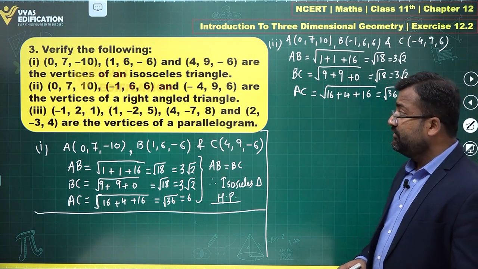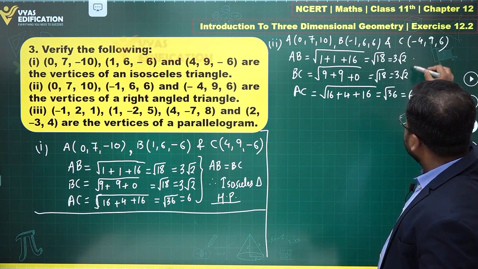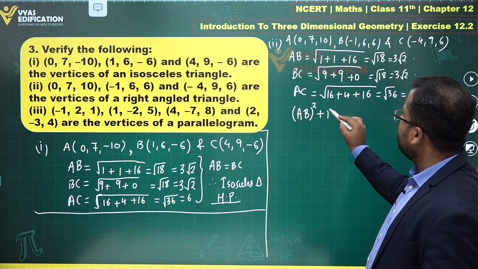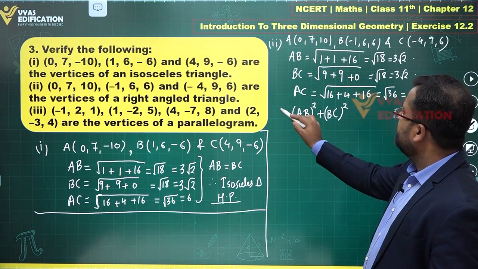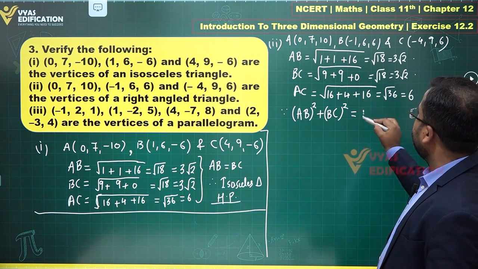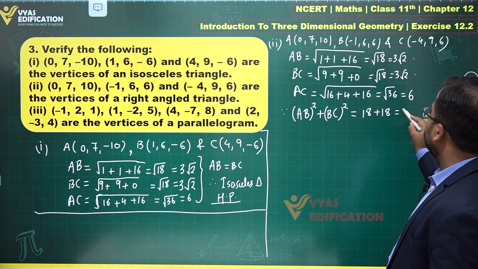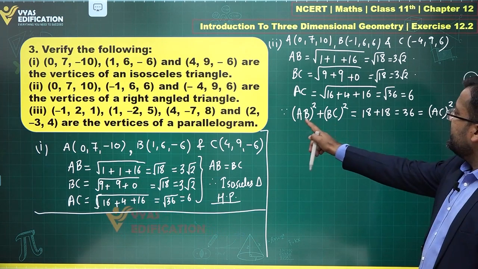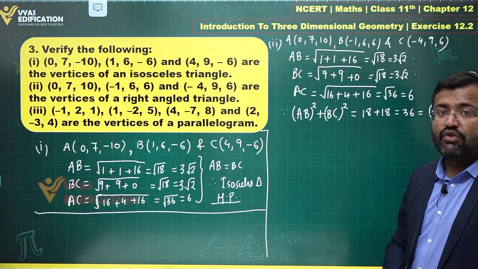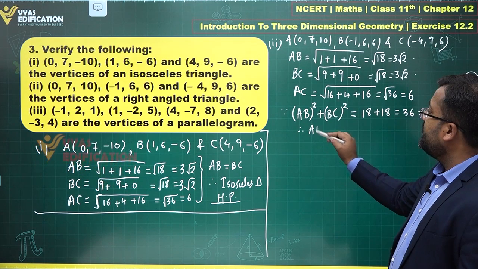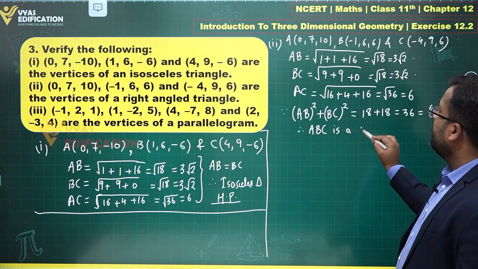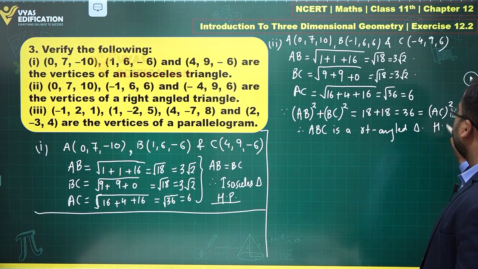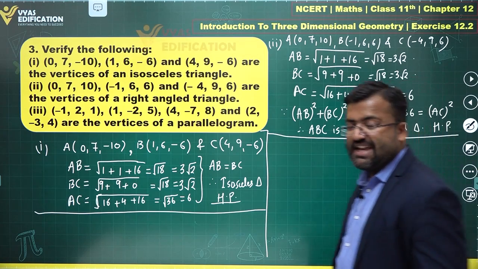Is this a right angle triangle? Let's check. I see that these two sides are equal, so AB squared plus BC squared is equal to 18 plus 18, which is 36, and do you see that this is nothing but AC squared. So this sum of squares is equal to this square. Therefore, ABC is a right angled triangle. Hence proved. That is a simple proof of this second part.